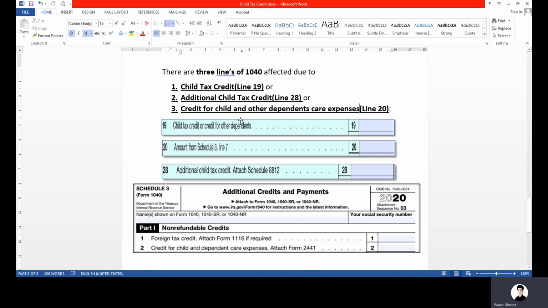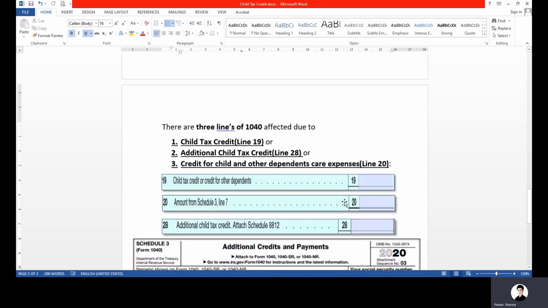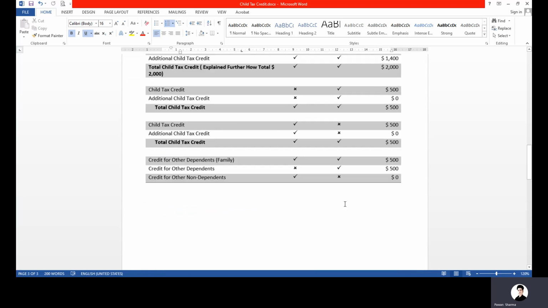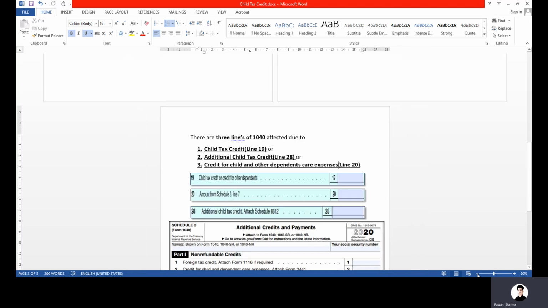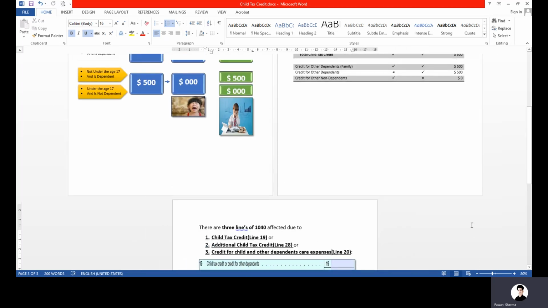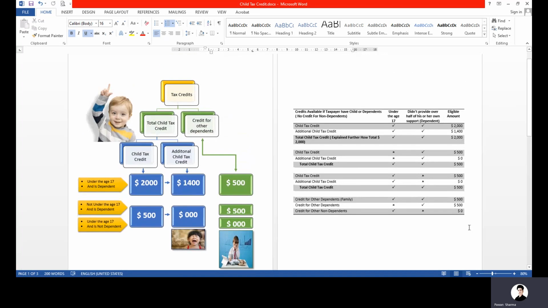If you have your son, brother, sister, parents, those are all the lines which will be affected. If you are a taxpayer and you have your parents, you will get credits, right? So we will discuss कि किसको कितना credit मिलने वाला है. So this is the child tax credit. Tax credits are divided into 2 parts: the total child tax credit and the credit for other dependents. Total child tax credit is further divided into child tax credit and additional child tax credit.